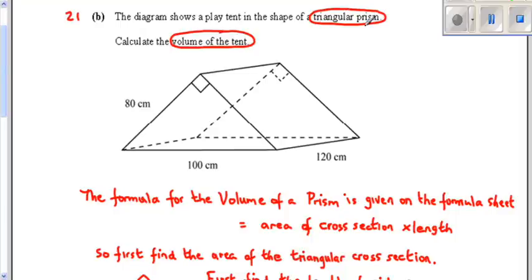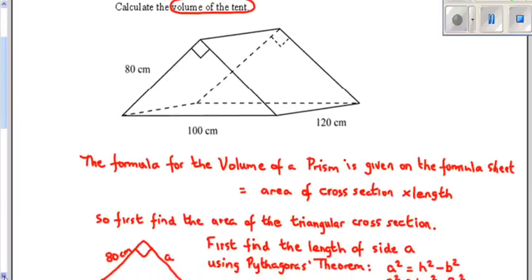again the key words are, it's a triangular prism, so we've got a triangular shape at the front. It's called the cross section, and it goes back. The length of the prism is 120 centimeters, and we have to find the volume of this triangular prism.